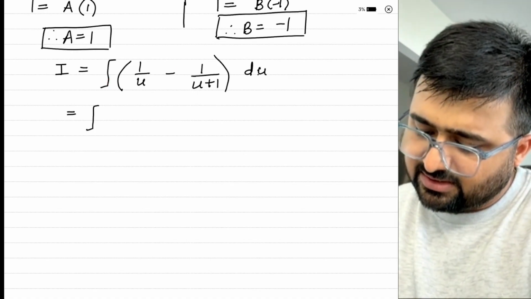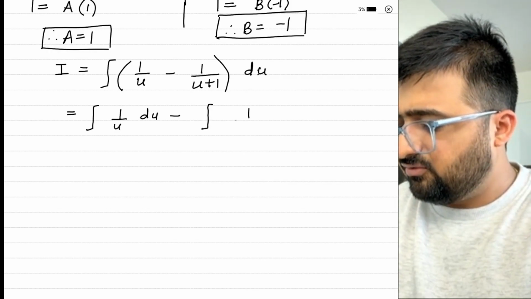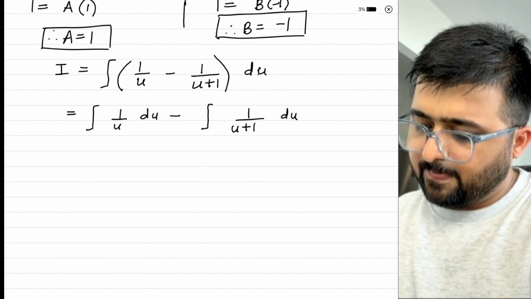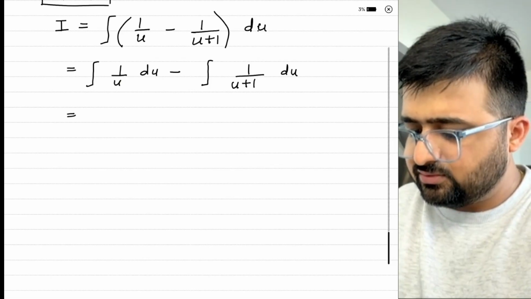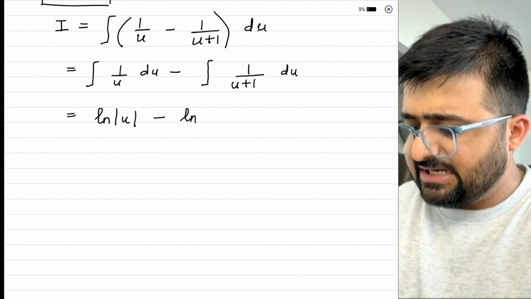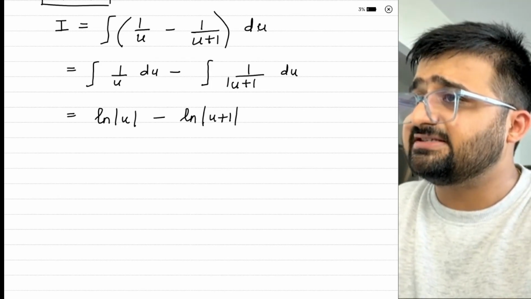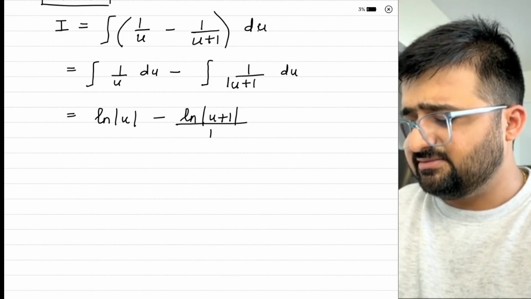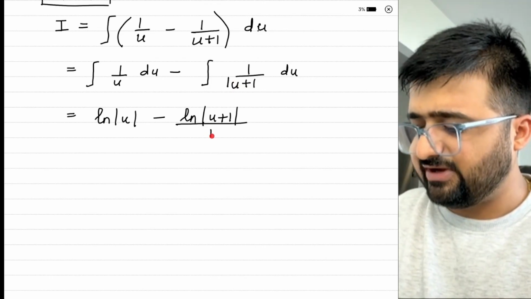So we have the integral of 1 over u with respect to u minus the integral of 1 over u plus 1 with respect to u. Now we know the integral of 1 over u is nothing but ln u. So this is ln mod u minus ln mod u plus 1. Since the coefficient of x is 1, you can divide by 1 if you want, but it doesn't matter. But remember, in case of linear terms, you have to divide by the coefficient of x after integrating.